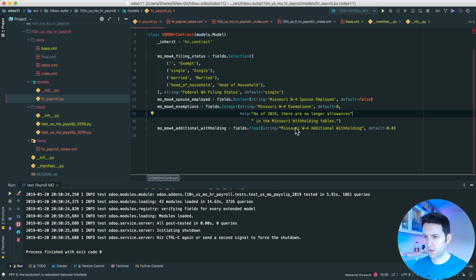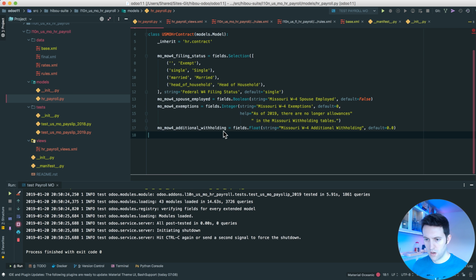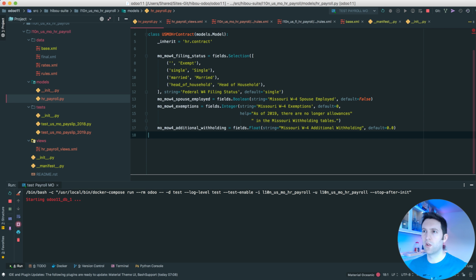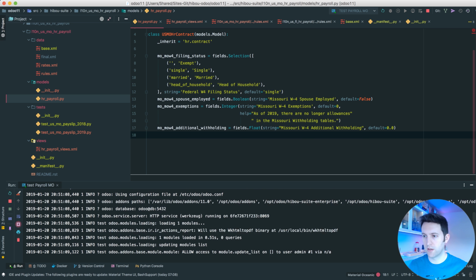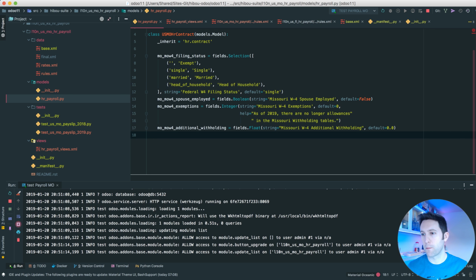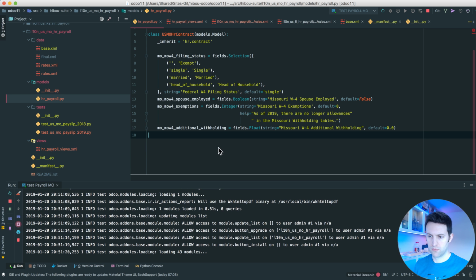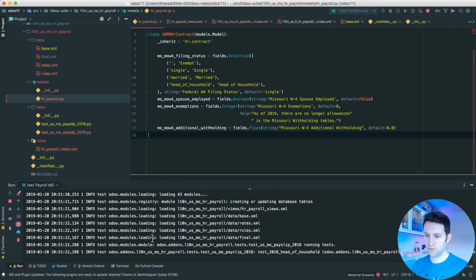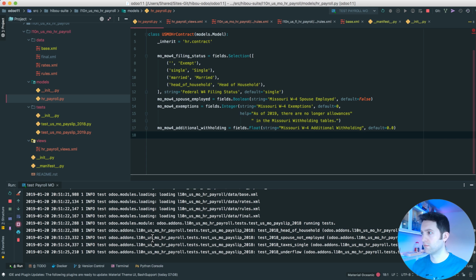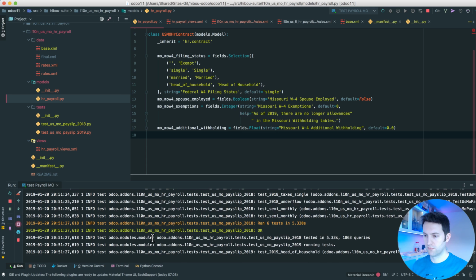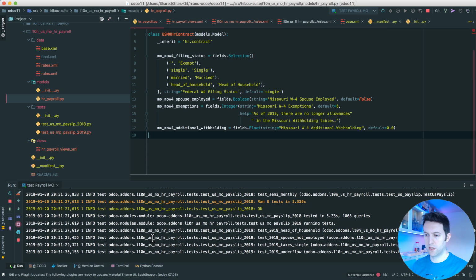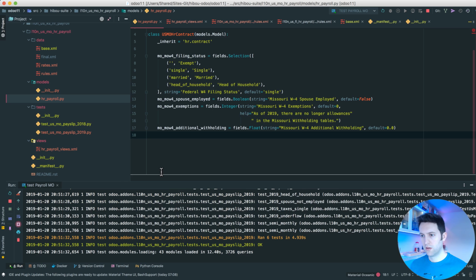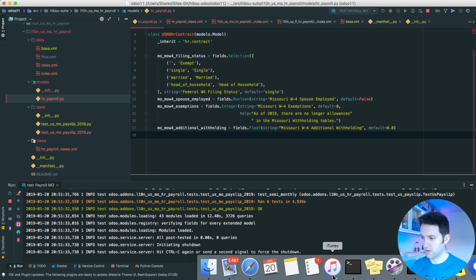Do I not need that? Because it's in the parentheses, I assume. Let's make sure that installs still. Give a little hint. Shout out to the people filling out the Missouri W4 exemptions area. They're filling out wrong if they put something in there. Test pass. 2019 test pass. Let's commit some code.